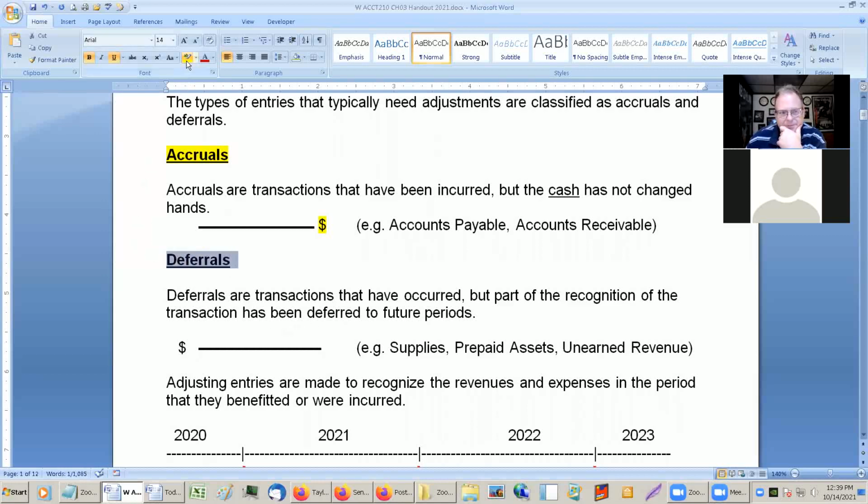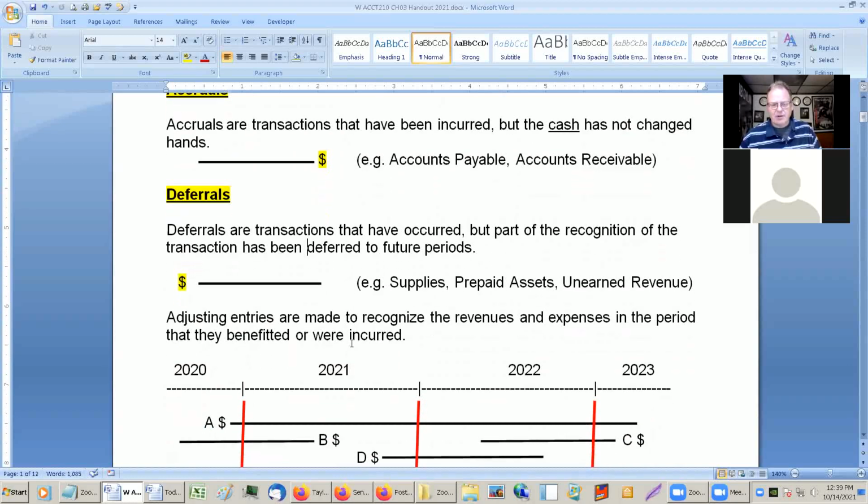Deferrals are just the opposite. It's when something happens, but you defer it. When you buy supplies, I think we talked about this, the supplies are an asset. We paid for them, but until we use them, we don't really expense them. So the money has changed hands, but the items themselves have not been used. The same thing with prepaid and unearned revenue. The money's been paid up front, but we're not going to recognize it till later.